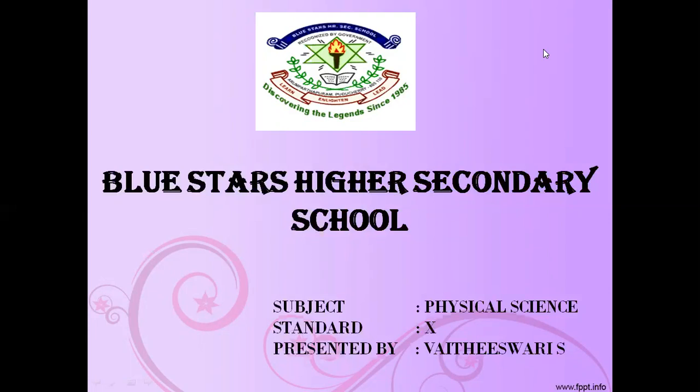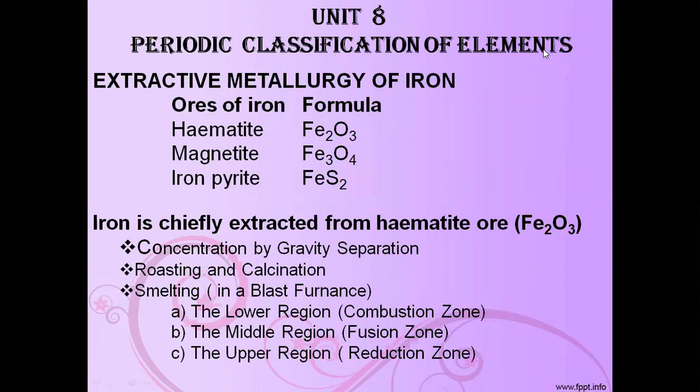So in this class we will discuss the metallurgy of iron. This is the second most abundant metal. The first is aluminum, the most abundant metal in the earth, and the second is iron. Iron occurs in nature as oxides, sulfides, and carbonates.